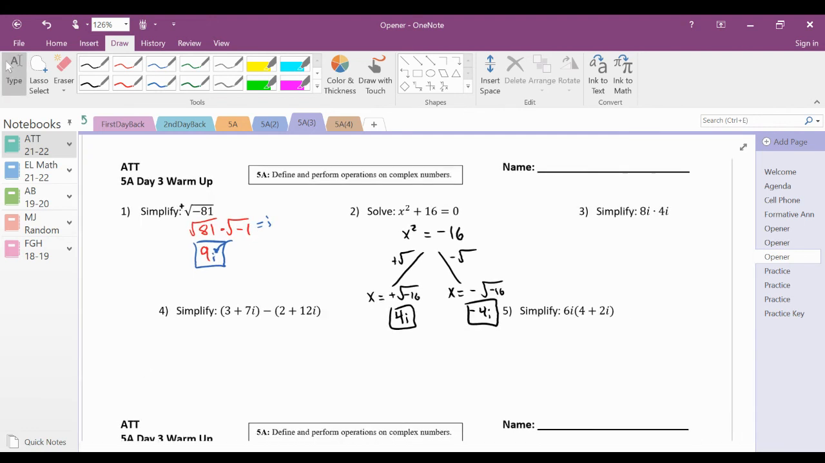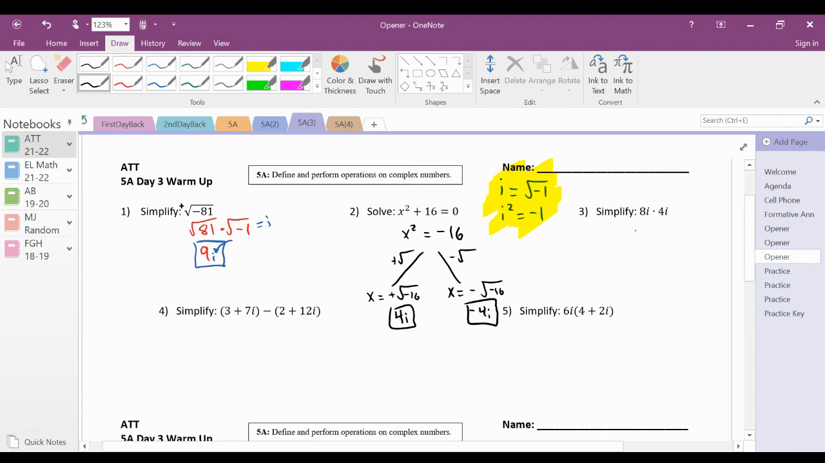In number 3, 4, and 5, it's important to remember that we can simplify these just like we would if they were expressions with the variable x or y. But one big important note, other than the fact that i is equal to the square root of negative 1, is that i squared is equal to negative 1. We'll use both of these concepts quite a bit in working with imaginary and complex numbers.